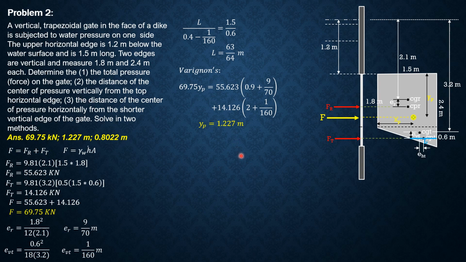Then by Varignon's theorem again, for x sub p, 69.75 times x_p equals 55.623 times half of 1.5. Simply this is half of 1.5 because it is a rectangle, so 0.75. Then plus 14.126 times the moment arm, which is 1.5 minus L over 2, and L over 2 is 63 over 128. So 14.126 times the quantity 1.5 minus 63 over 128. Solving for x sub p is equal to 0.8022 meters. So that's it for this problem.